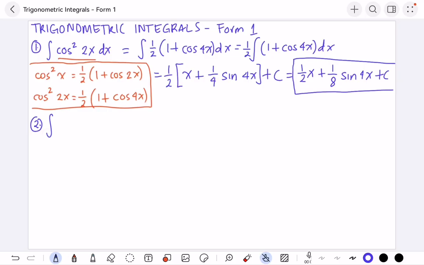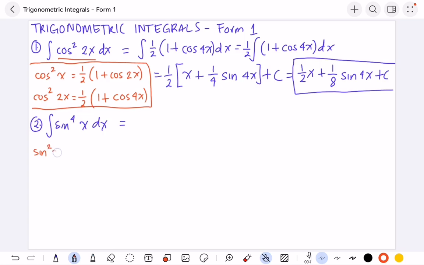Integral of sine to the 4th x dx. As you can notice, the exponent is again even, so the strategy is to reduce the exponent using our trigonometric formulas.